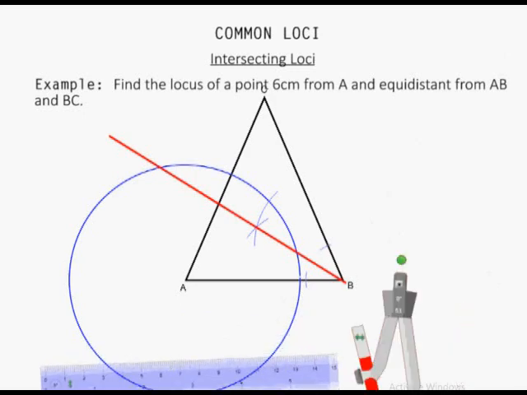There. All that is left now is to show the points. 6 centimeters from A is anything lying on that circle. Equidistant from AB and BC is anything on the red line. So 2 points satisfy both conditions. This point and also this point.